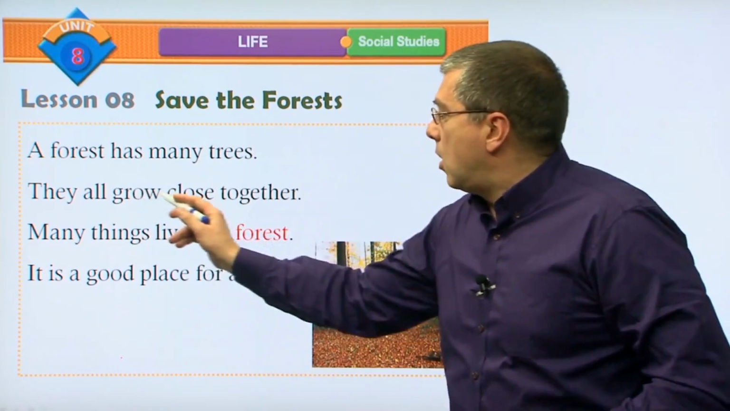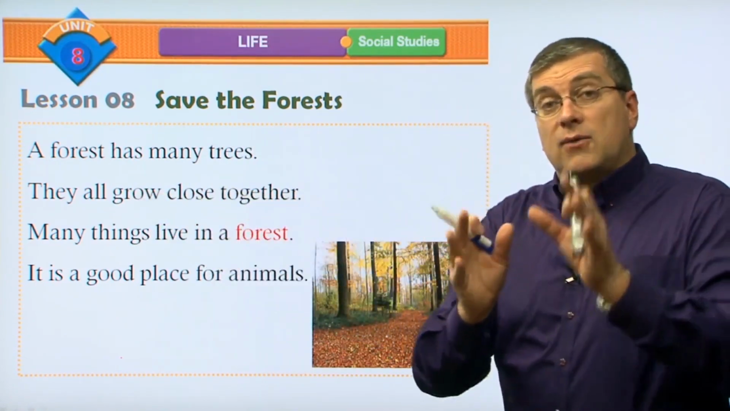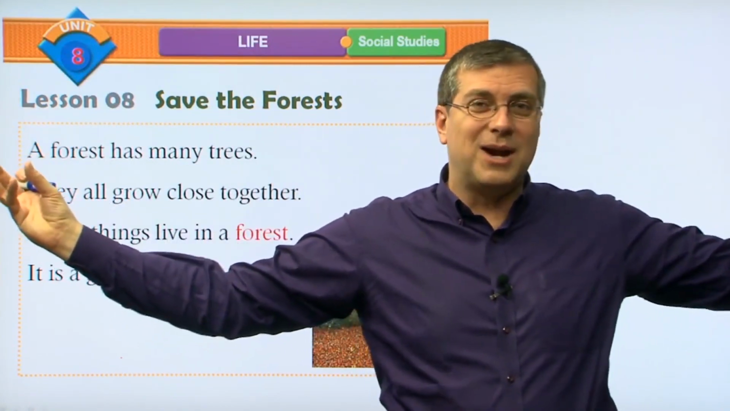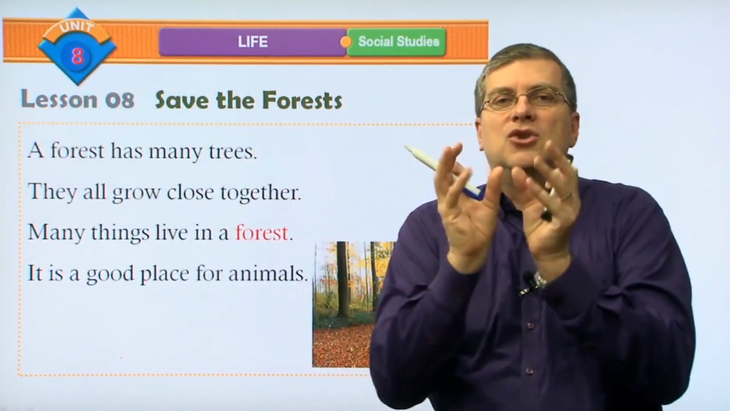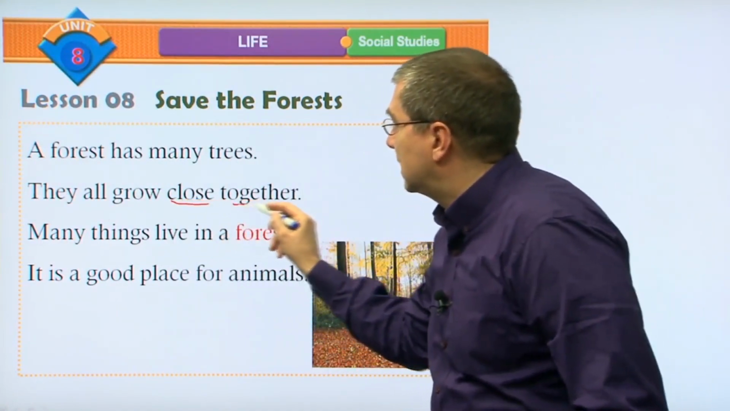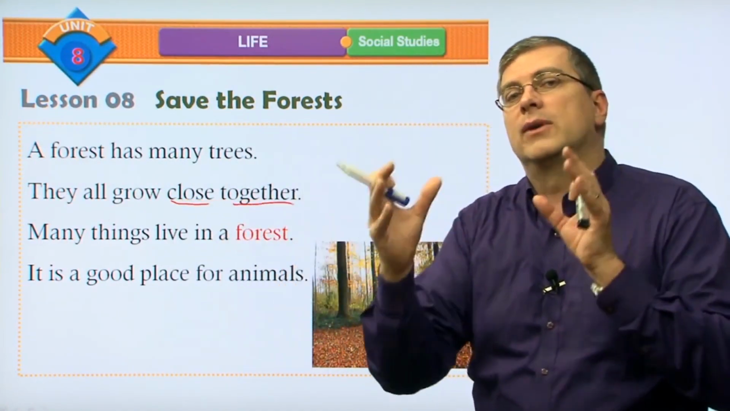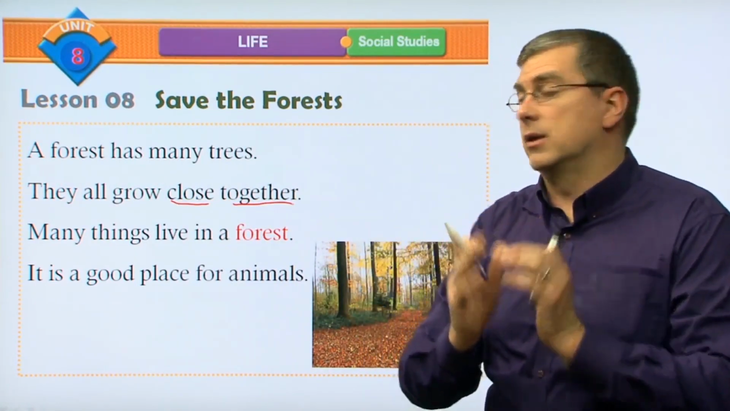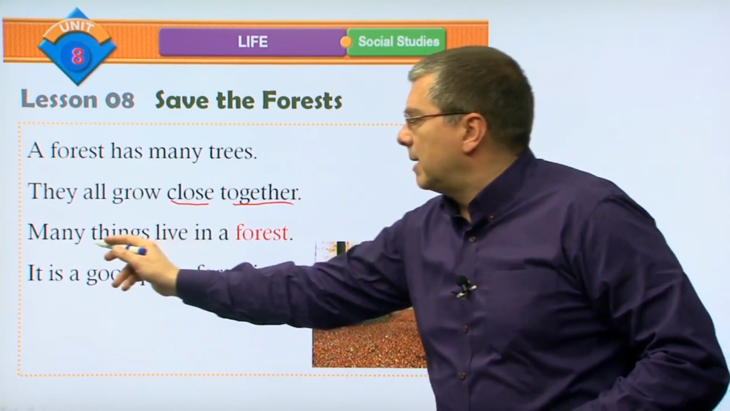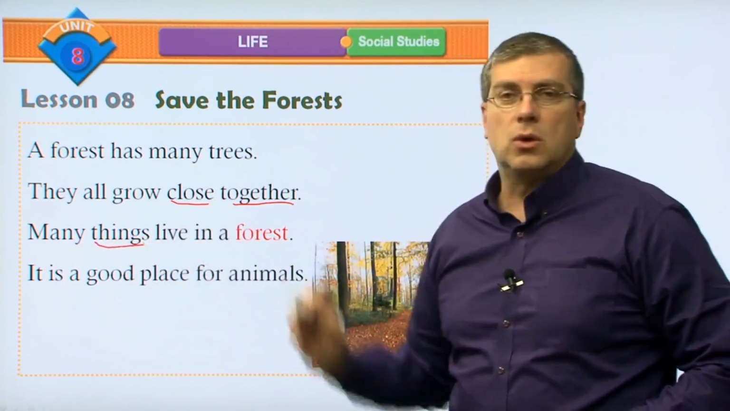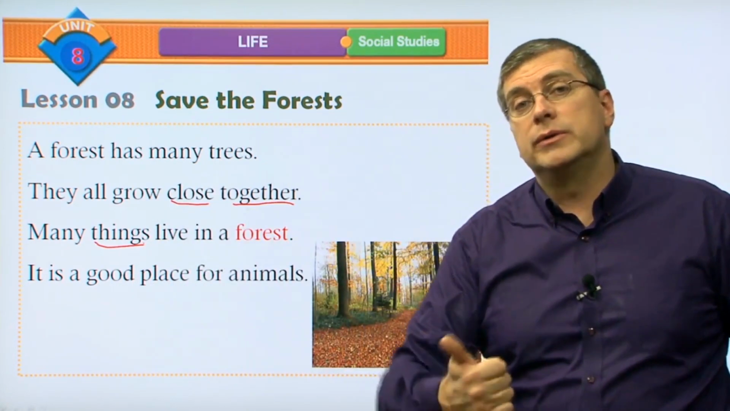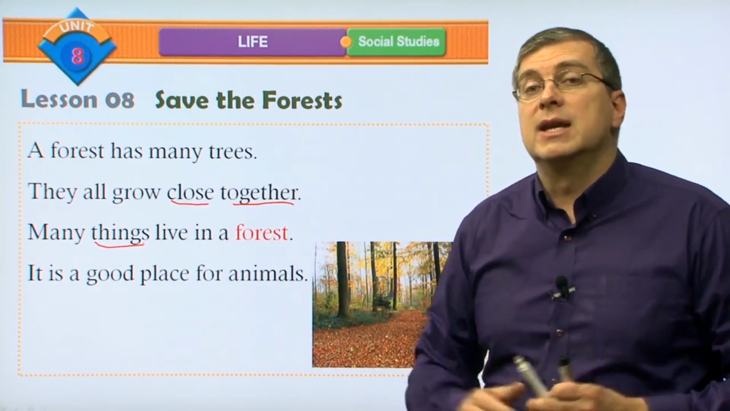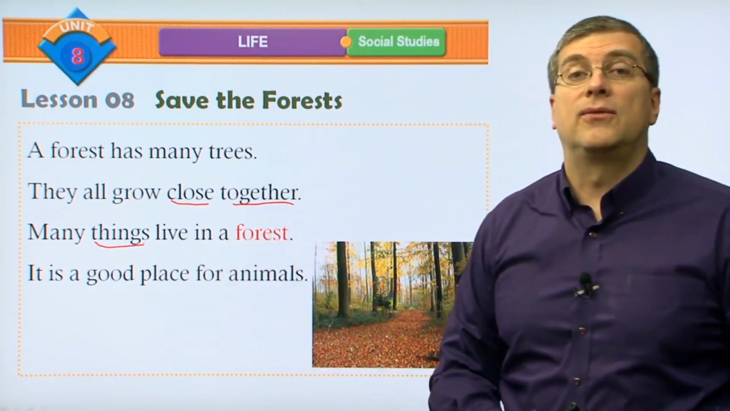They all grow close together. Of course, if you have one tree here, and another tree way over there, that's not a forest, right? You have to have many trees close together. They're all very close together. Many things live in a forest. Of course, things mean animals and plants together, right? There are many different things that live in a forest.